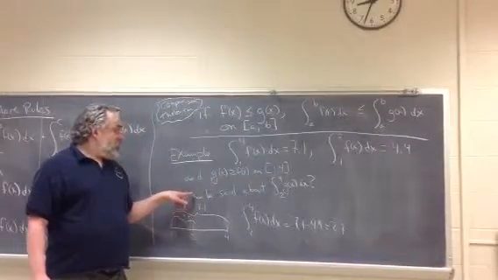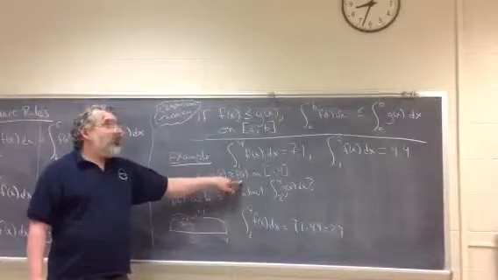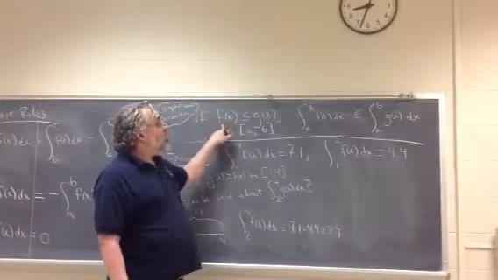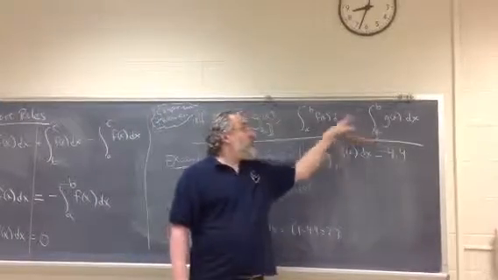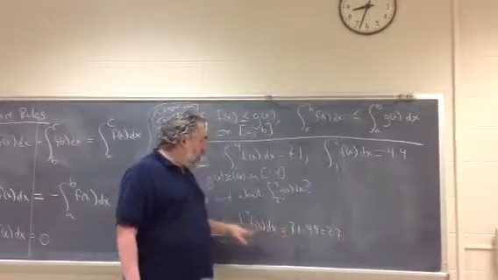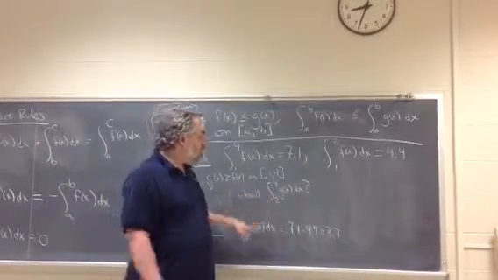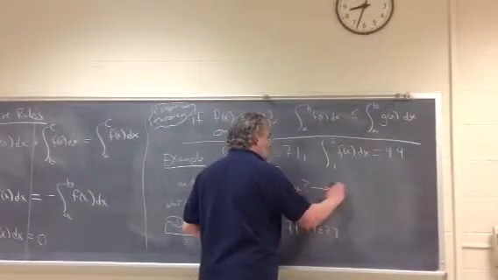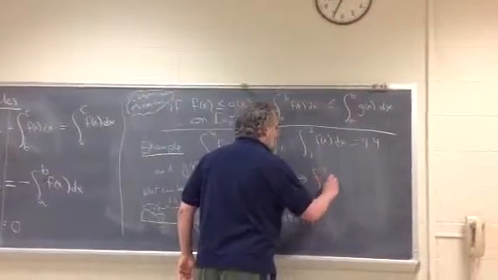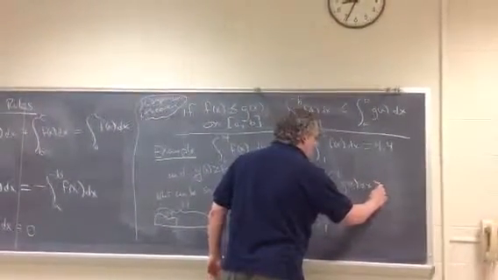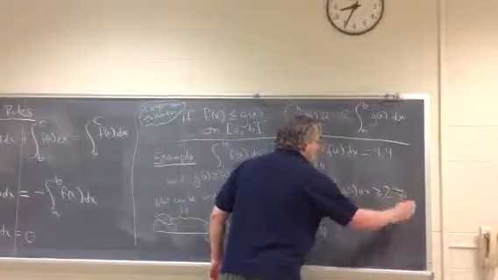Now, how does that help us for g? Well, g is always bigger than f on the whole interval. That means the integral of g is bigger than the integral of f. And we know what the integral of f from 2 to 4 is. So this is bigger than or equal to 2.7.